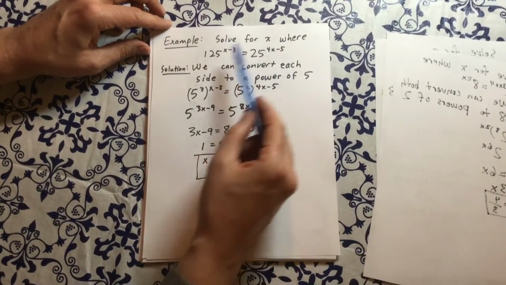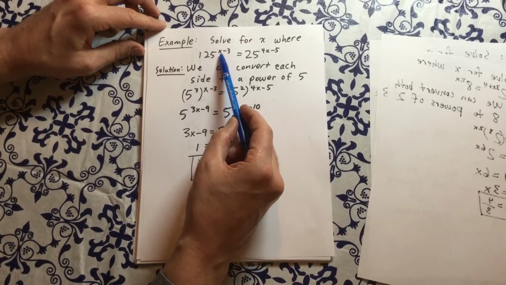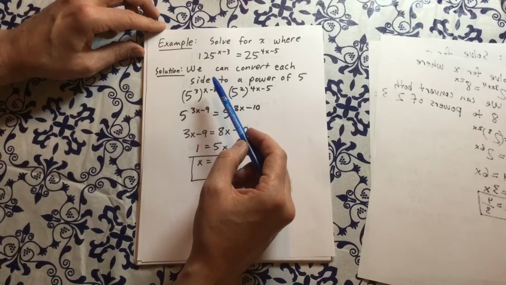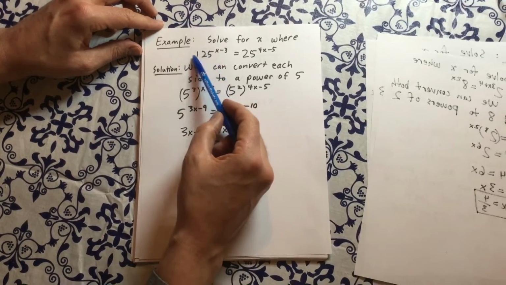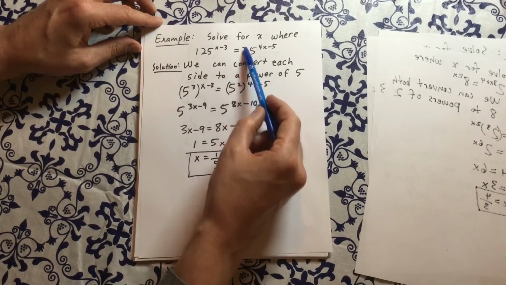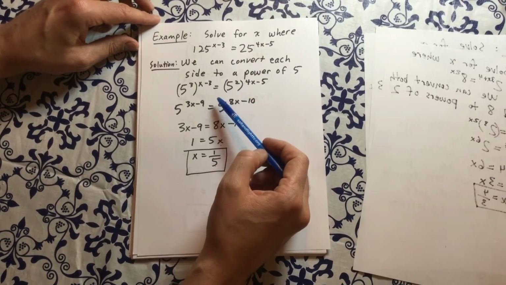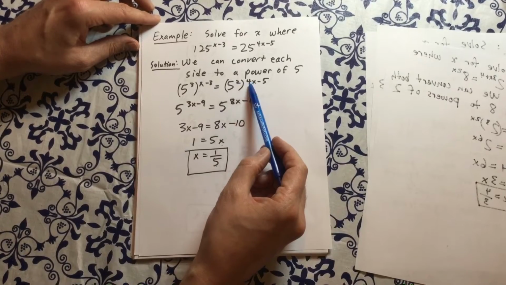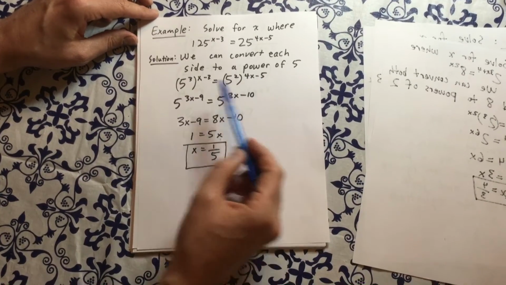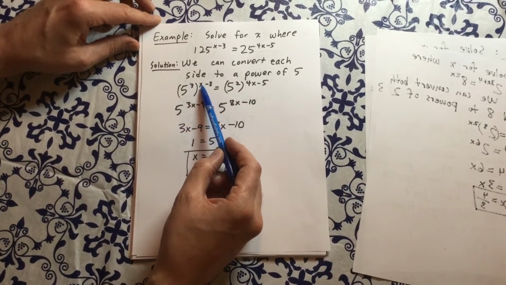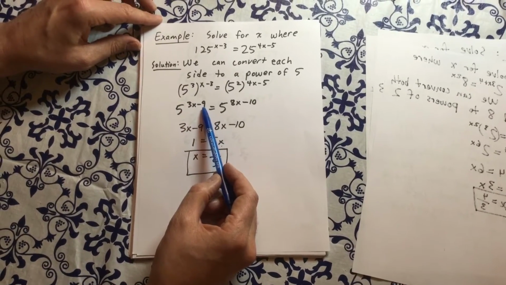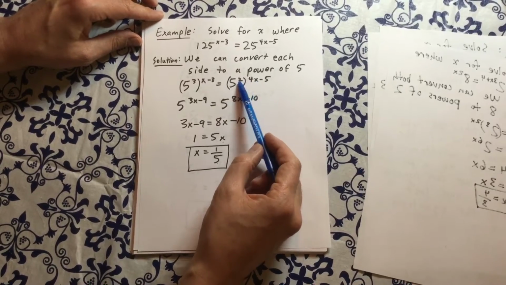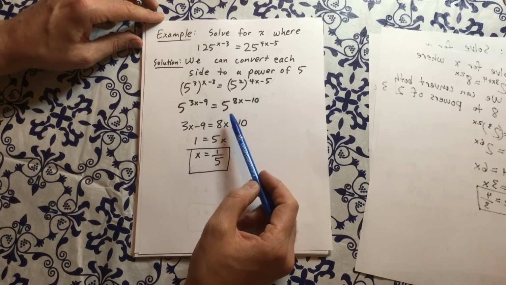In the next question, we'll solve for x where 125 to the exponent x minus 3 equals 25 to the exponent 4x minus 5. Well, we can convert 125 to 5 to the exponent 3, and we can convert 25 to 5 to the exponent 2. So 5 to the exponent 3 to the x minus 3 equals 5 to the exponent 2 to the 4x minus 5. And now we have a power raised to another exponent, so we multiply the exponents. 3 times x minus 3 is 3x minus 9. Same thing on this side, 2 times 4x minus 5 is 8x minus 10.